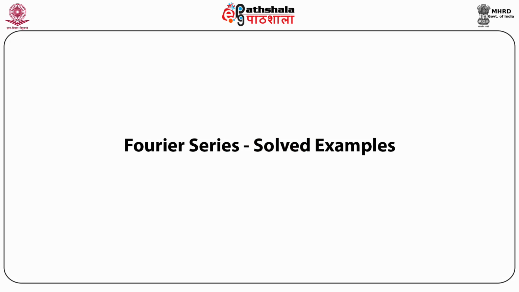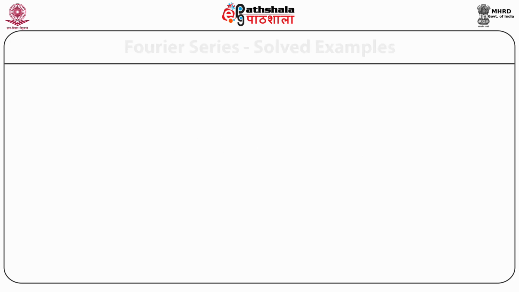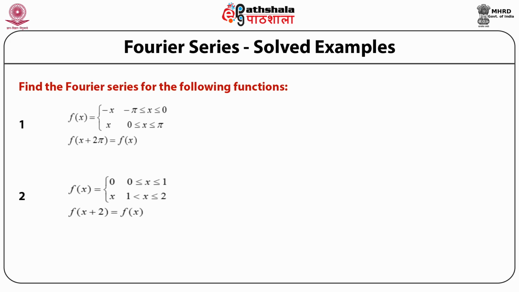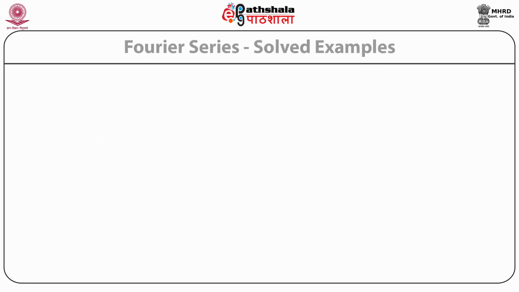We are going to see some solved examples for Fourier series. We are going to see two examples. Let us find the Fourier series for the following functions. f of x is equal to minus x, applicable in the range minus pi to 0, and f of x equals x between 0 to pi, and f of x plus 2 pi is equal to f of x. Similarly, we are going to see another function as described here.